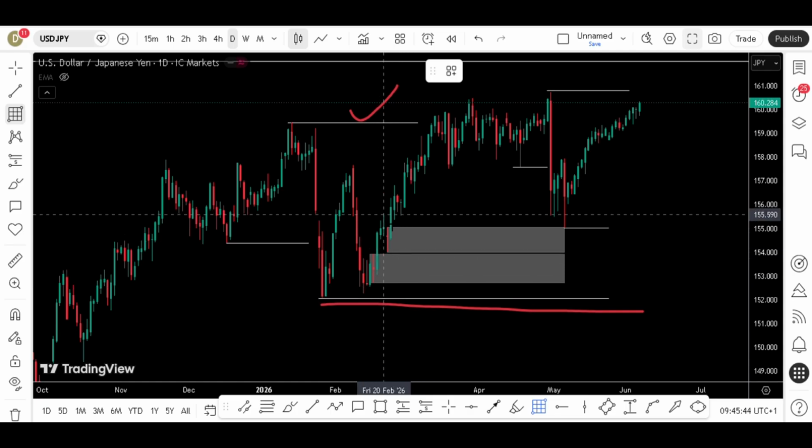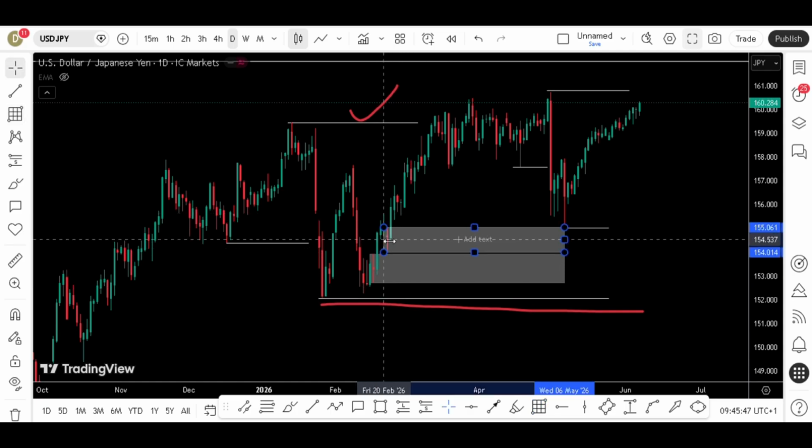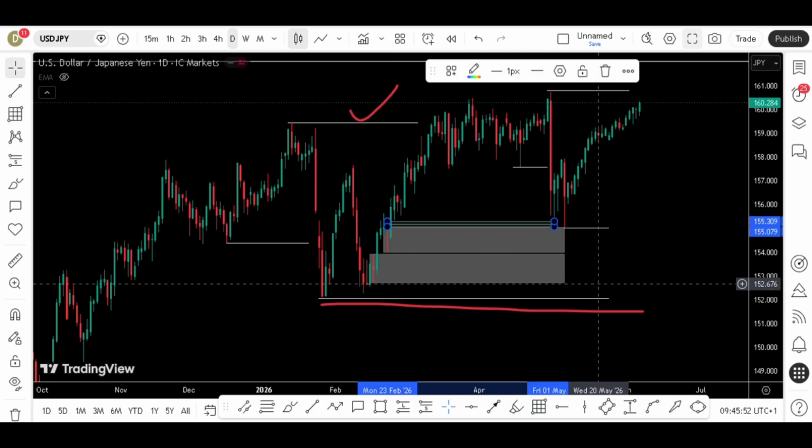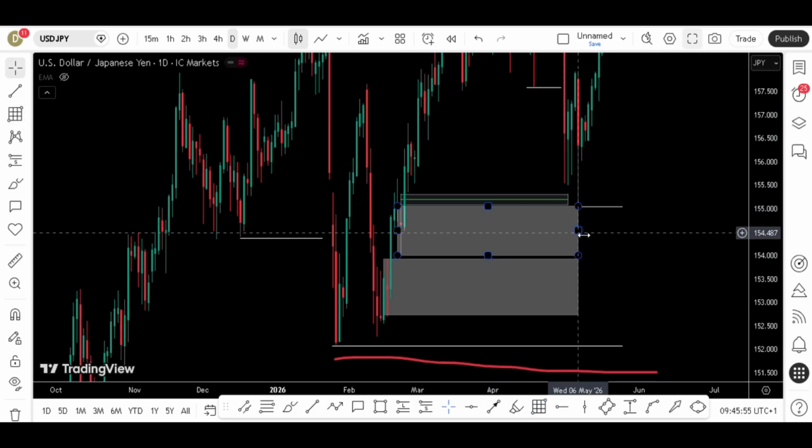You can see this is a value pullback. This other block is a value pullback. And where is the fair value gap? You can see fair value gap is associated with it. And the same thing here, this is the first one which I call decisional, and this is the last other block that the market created.